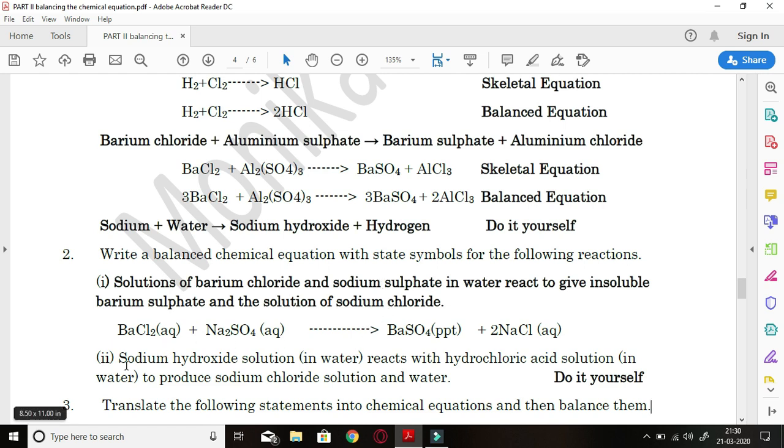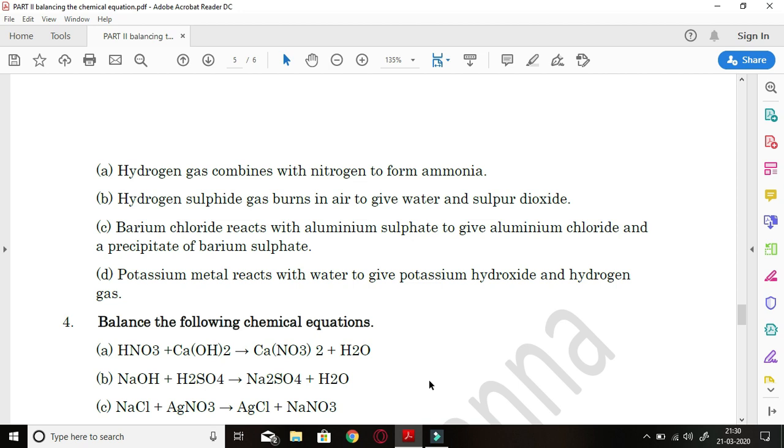That is sodium hydroxide in solution in water, that is an aqueous solution, reacts with, that is plus, hydrochloric acid HCl aqueous to produce, that is arrow, then sodium chloride solution NaCl aqueous, and plus, and water is H2O. So try to do it yourself, right, and convert it into the symbol form and then balance the equation. Now next one is translate the equations given here. First one, now I'm giving you a question bank. Now do it yourself, students. First you have to translate these into the symbol form, and then balance.